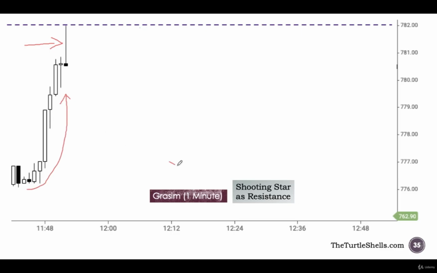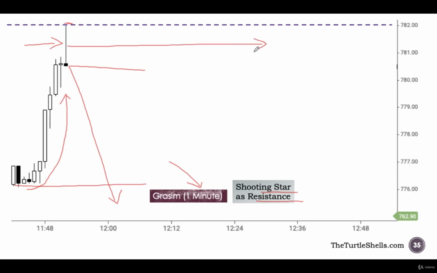Now this is an intraday chart. This is a 1 minute chart of Grasim. We want to look at whether the shooting star becomes resistance. So as mentioned before, if I take the high of the shooting star and call it resistance, I would keep my stop loss just above this purple line, like here. I would take my entry point at the closing of the shooting star and then I would aim for these lows. Okay, so the market from here is likely to go flat or it is likely to go down.